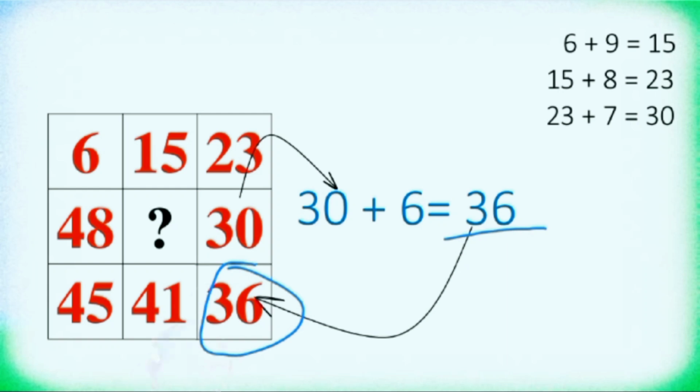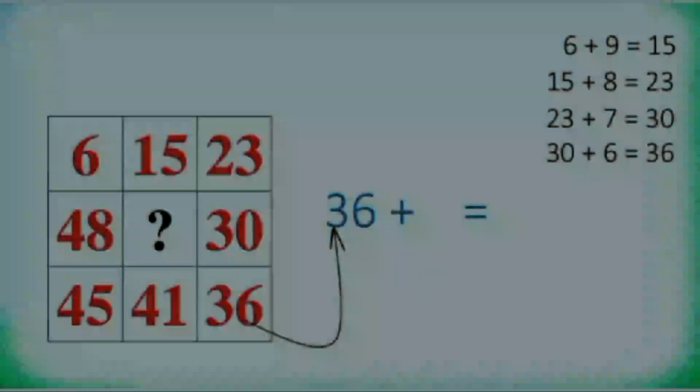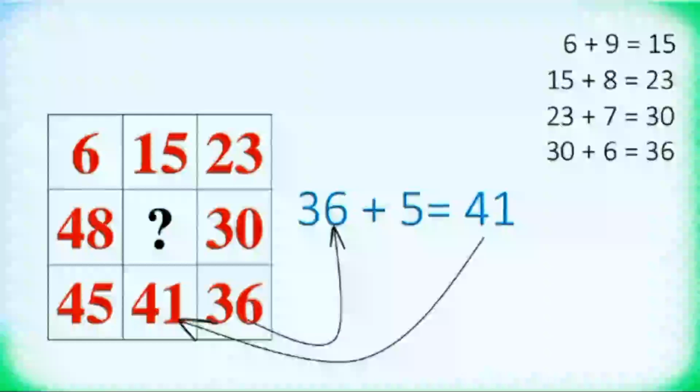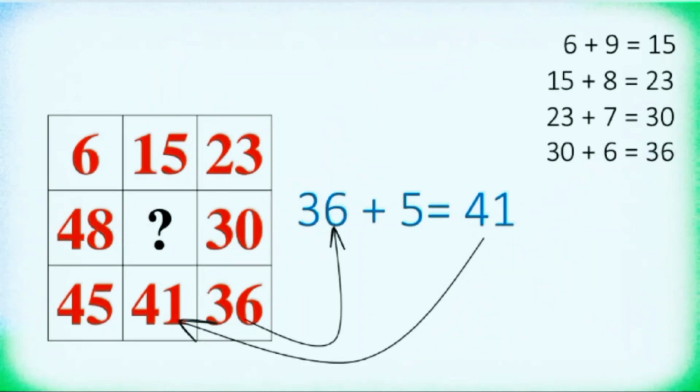Now the turn of the next number. So I am taking the number 36 and by the sequence here the turn of number 5. So I am adding 5 here. By adding 5 to the 36 we got the next number, which is 41. So now the turn of 41.